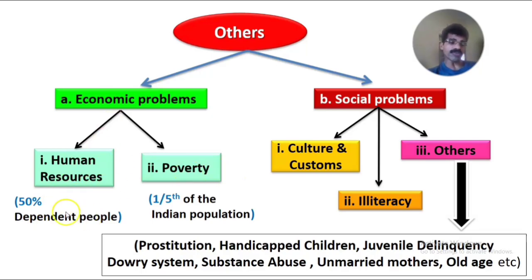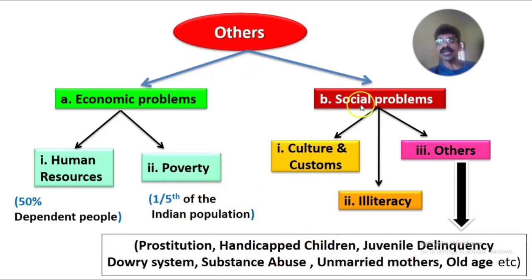Then poverty. Of course 50% is dependent, and that becomes poverty because the government of India cannot provide the needed basic services or other services or economic support to these people. That leads to poverty. One fifth of the total Indian population is under poverty, below the poverty line.